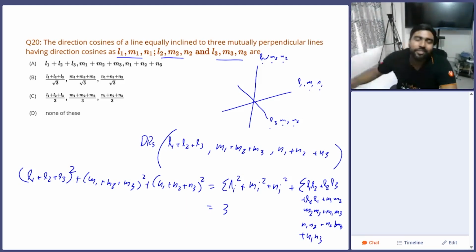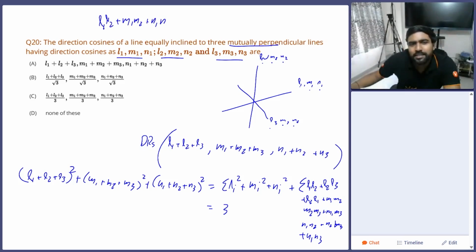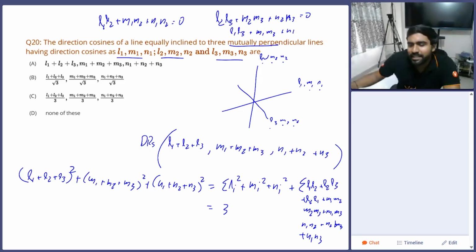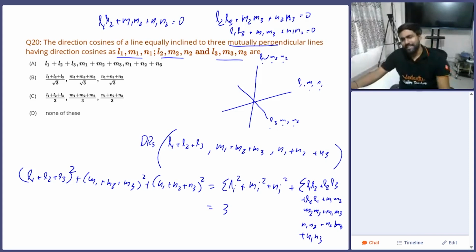For this, we use the fact that these lines are said to be mutually perpendicular. What does that mean? That means L1L2 plus M1M2 plus N1N2 is equal to 0. Similarly, L2L3 plus M2M3 plus N2N3 will also be equal to 0. And so will L1L3 plus M1M3 plus N1N3. And if you look at that, isn't this exactly what we have over here?